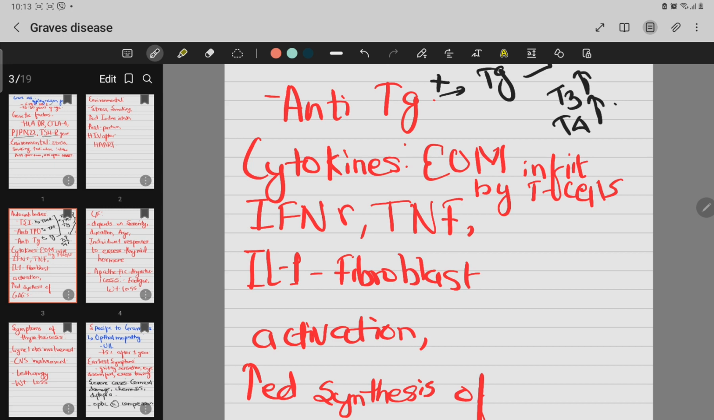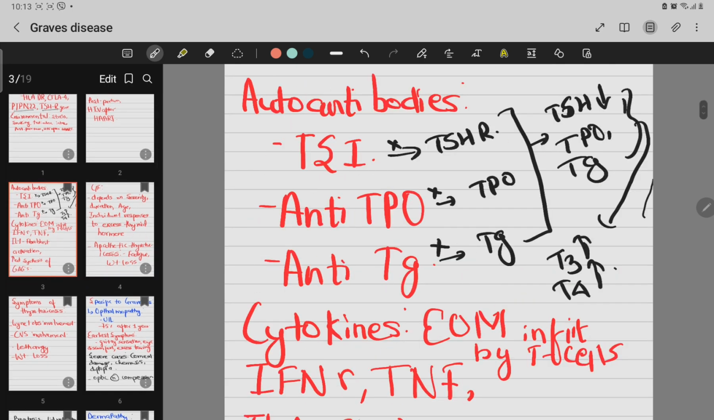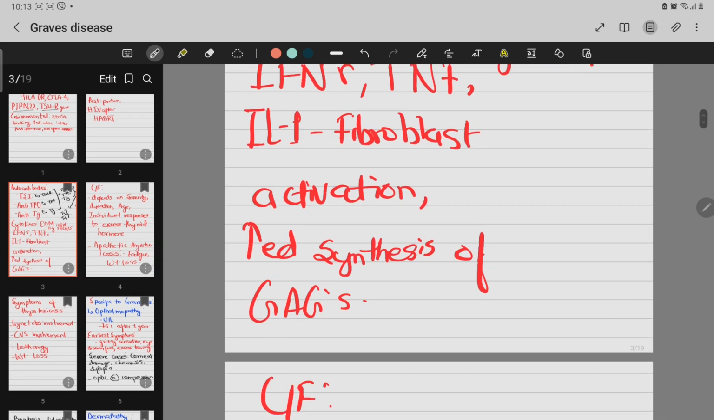There is also activation of fibroblasts. Interleukin 1 gives fibroblast activation. As a result, there is increased synthesis of glycosaminoglycans, and these will be deposited in different parts of the body.